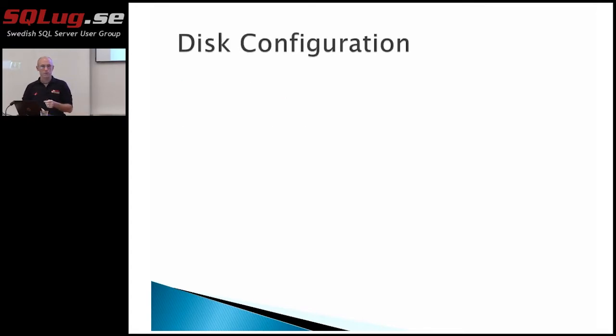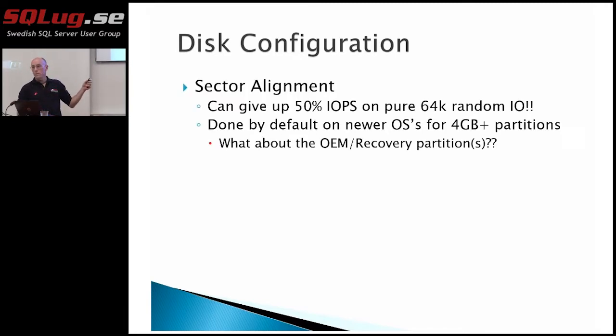Disk configuration. If you screw this up, how do you fix it? Bare metal. And that's probably not a good thing for you guys. Sector alignment really matters. If you're not sector aligned, pure 64K random I/O sees a 50% loss of performance and throughput. 50% by not being sector aligned. Now, new OSs since Windows 2008, if you build volumes that are greater than 4 gigabytes, which they're not all, will sector align by default.